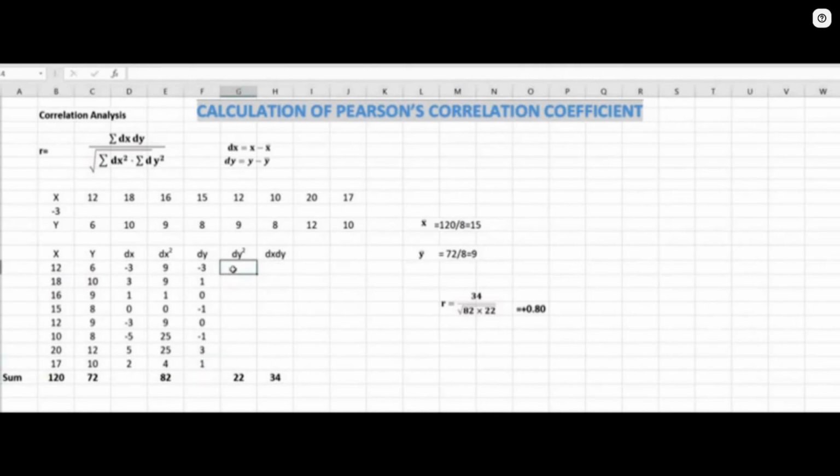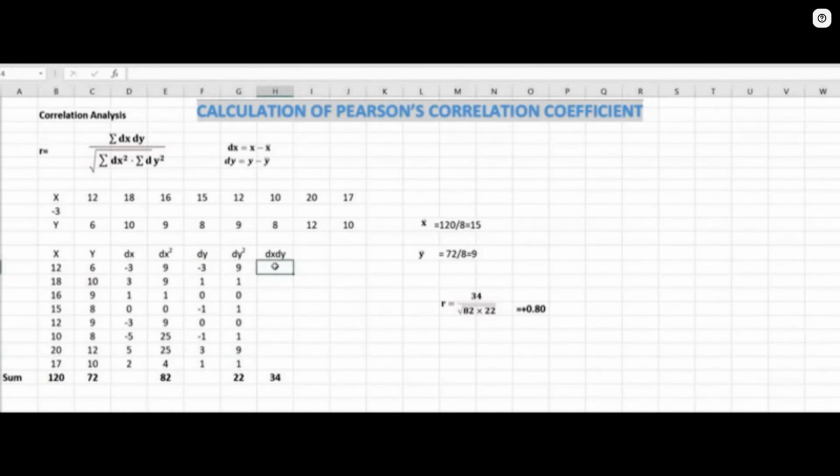Next we have to square this. So it's going to be 9. It's going to be 1. Then 0. Then 1. Then again 0. Then 1. 9, 1, and the total is going to be 22. So we have got sigma dx square, we have got sigma dy square. So now we need sigma dx dy.